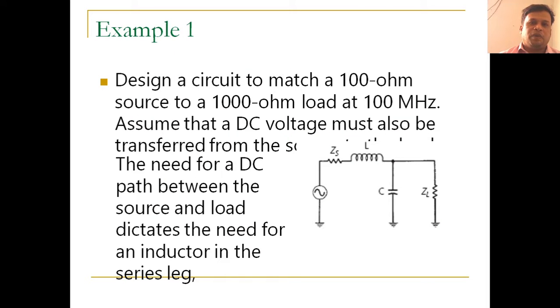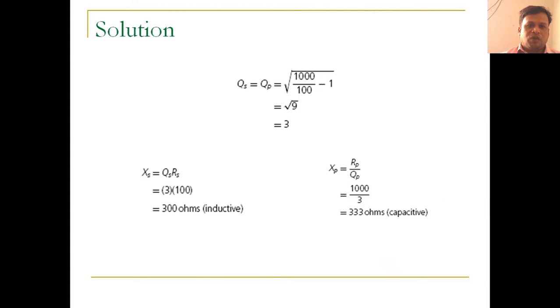Now we take an example. We design a circuit to match a 100 ohm source to a 1000 ohm load at 100 megahertz. Assume that the DC voltage must also be transferred from the source to the load. The need for a DC path between source and load dictates the need for an inductor in the series leg. So here we see the circuit with the source impedance Zs, inductor L, capacitor C and load ZL. The solution is Qs equal to Qp equal to square root of 1000 by 100 minus 1, that is root 9, so the quality factor Qs is equal to 3.